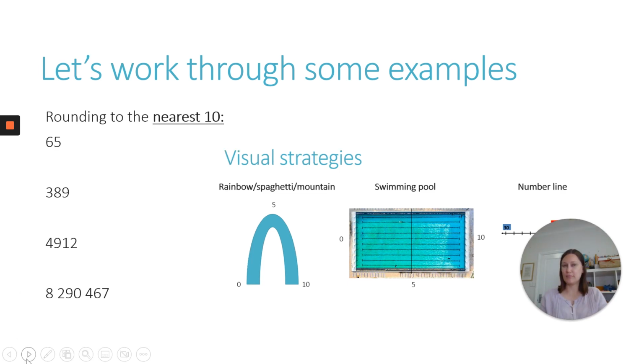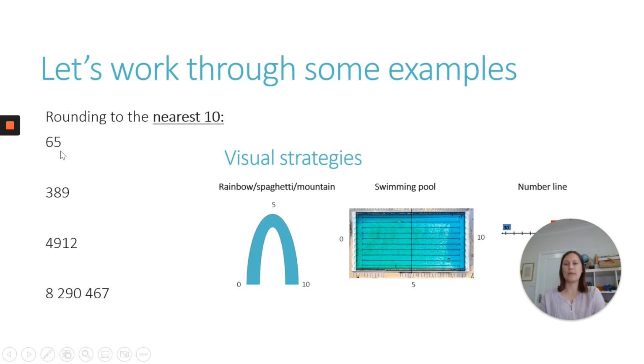Rounding to the nearest 10, you can pause now and have a look at these numbers. Remember though, in this case, we're only looking at the tens place value. So in 65, we're going to be rounding that whole number because the first digit's in the tens column. With 389, we're going to be rounding to either 380 or 390 because it's just the last two digits that we're rounding to the nearest 10. 4,912, 4,910 or 4,920. And then the same thing down here. Okay, pause the video and when you're ready, we'll have a look.